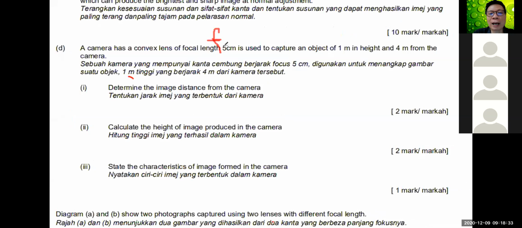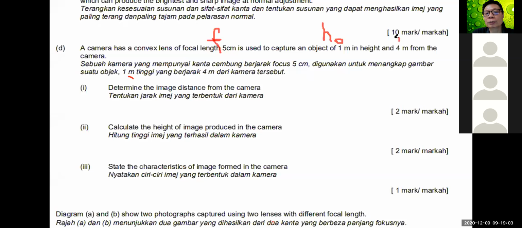So the focal length is 5. This one is the height of the object, height object is HO. Height of the object is 1 meter. This one is in cm, be careful. Focal length F equal to 5. Height of the object is 1 meter, which is 100 cm. And 4 meters from the camera. 4 meters means the object distance is 4 meters.